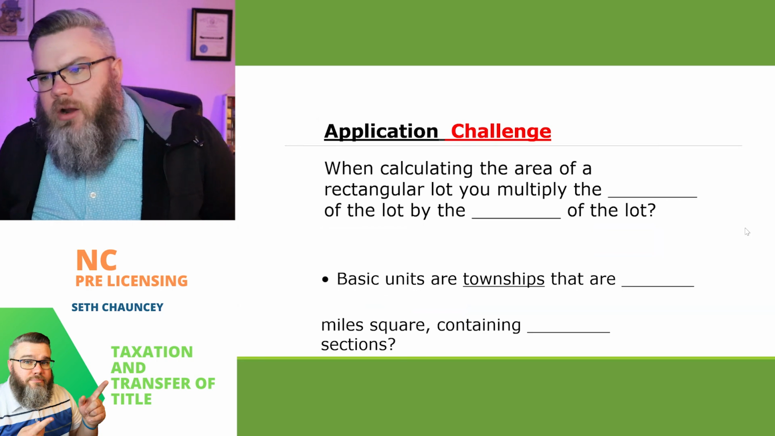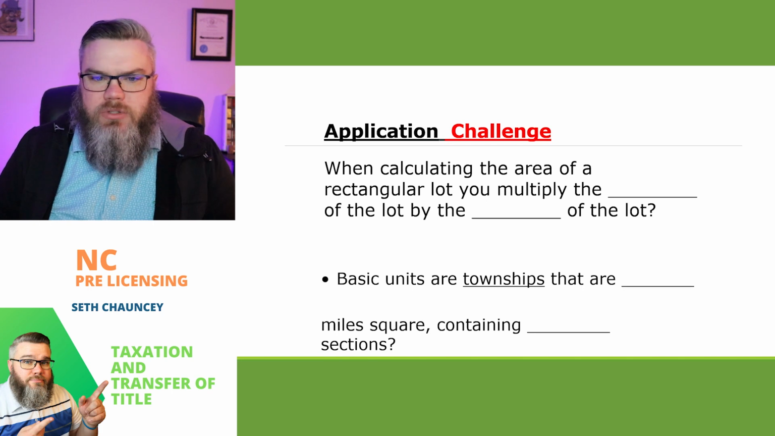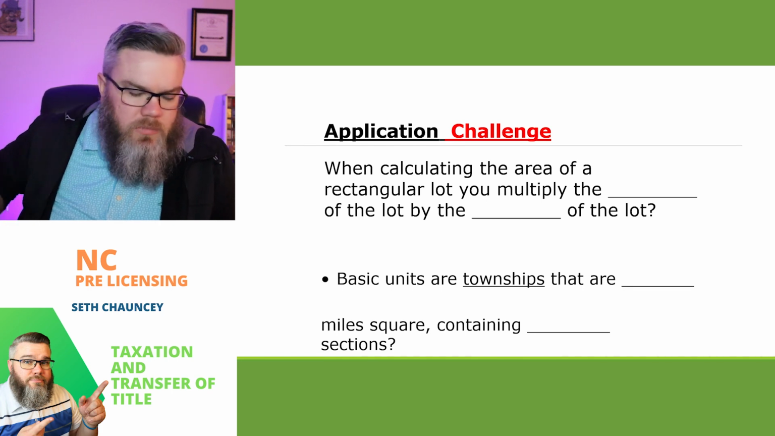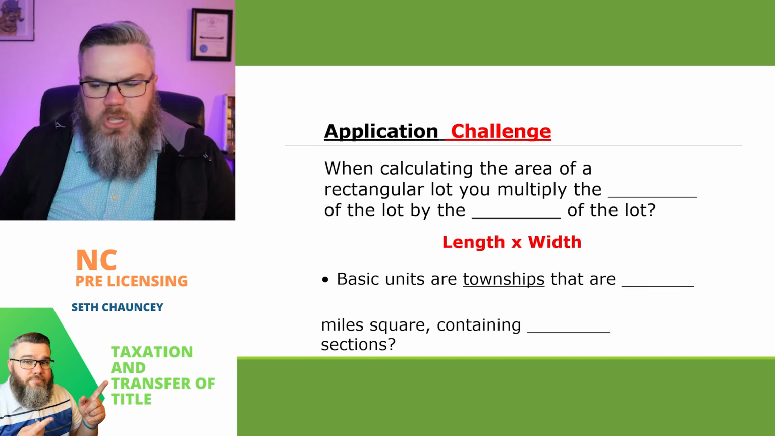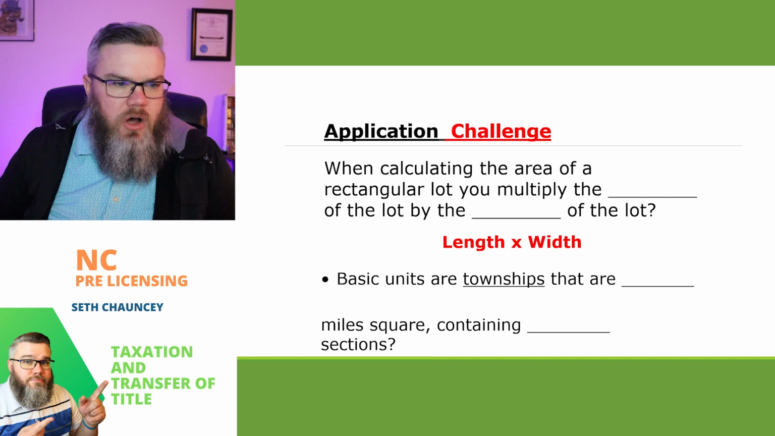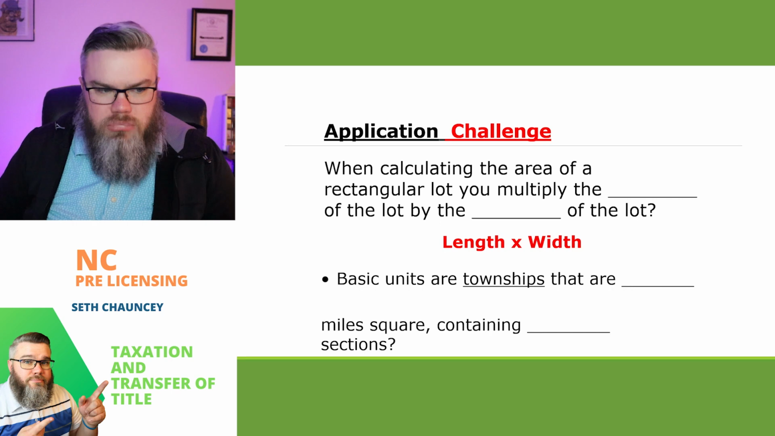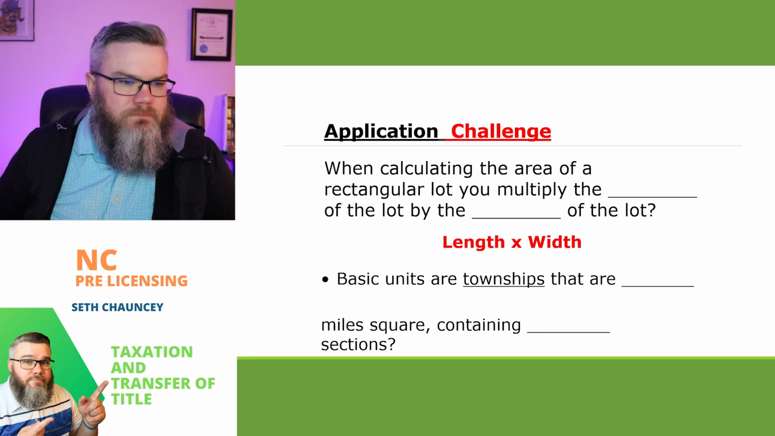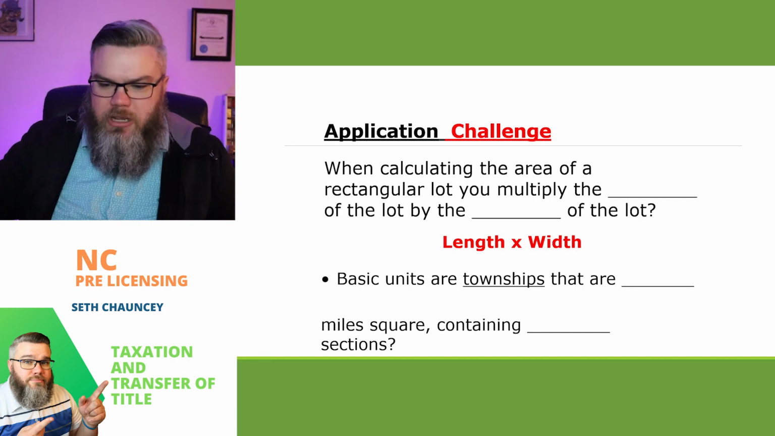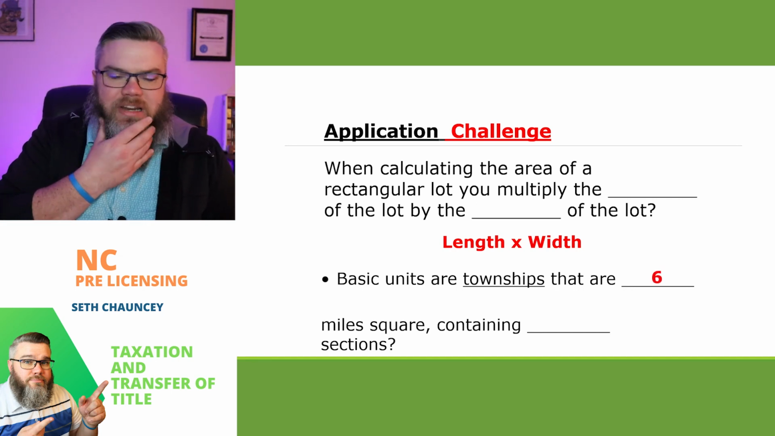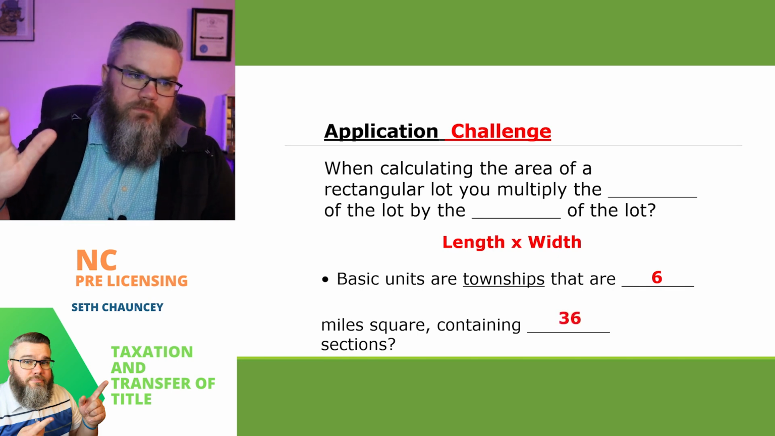When calculating the area of a rectangle, you would multiply the blank of the lot by the blank of the lot. What goes in those blanks? Length and width. Bam. How about this? Basic units are townships that are blank miles square containing blank number of sections. What goes in those blanks? 6 miles? Yep, townships are 6 miles square containing how many sections? 36. 36 sections. There you go.